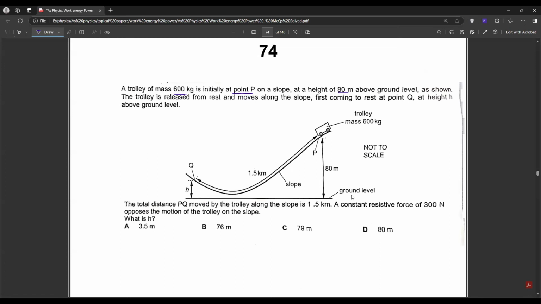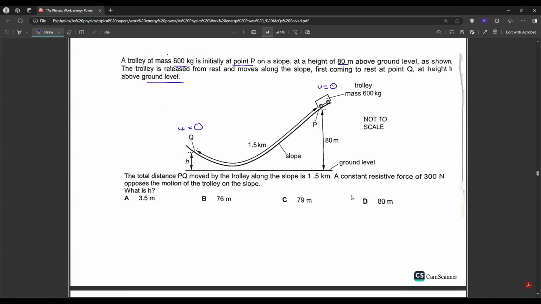As shown, the trolley is released from rest. So initial velocity is 0, and it moves along the slope, first coming to rest at point Q at a height of h above ground level. Here as well, the trolley is at rest. I think there will be friction here. The total distance between P and Q moved along is 1.5 kilometers. A constant resistive force of 300 Newton opposes the motion of the trolley. What is H? We have to calculate H.